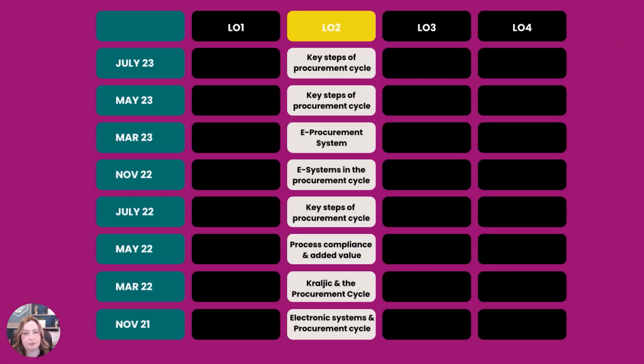In terms of questions, you can see here that we've got key steps of the procurement cycle for July and May. This was very vague in the principal marker's report, so it's very difficult to tell if there was a particular nuance that they asked in this. E-procurement systems or e-systems in the procurement cycle comes up in March 23 and November 22. Key steps of the procurement cycle, again, July 22. May 22 focused on that 2.4, the process compliance and added value. March 22 was the procurement cycle again, but this time linking to CRALGIC. November 21, electronic systems and the procurement cycle, so linking two of the areas together.